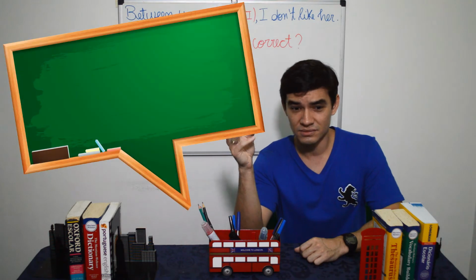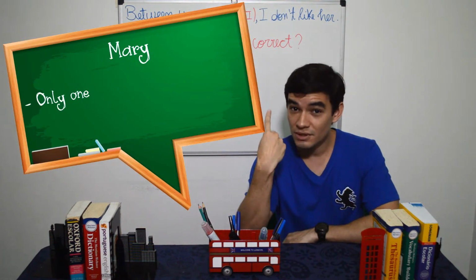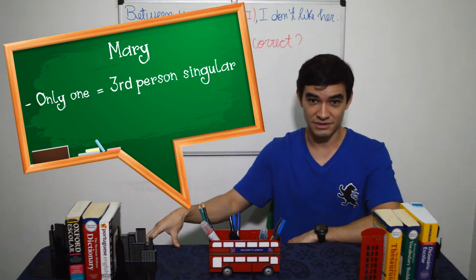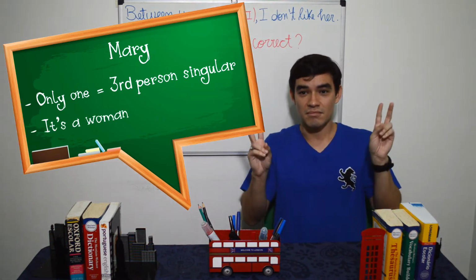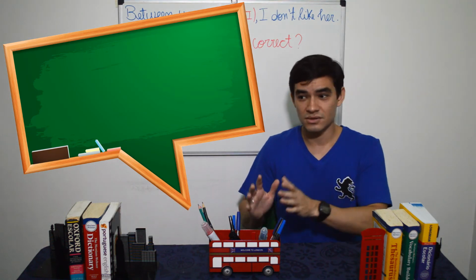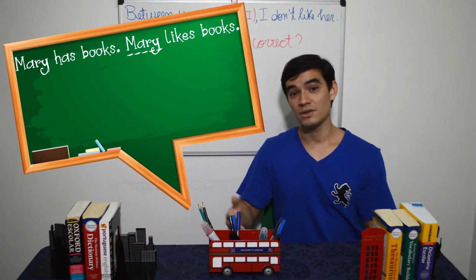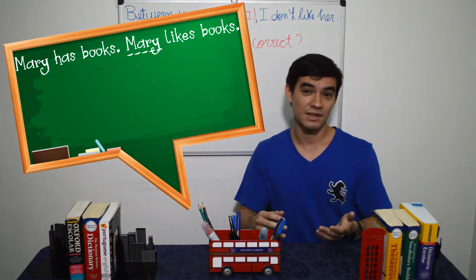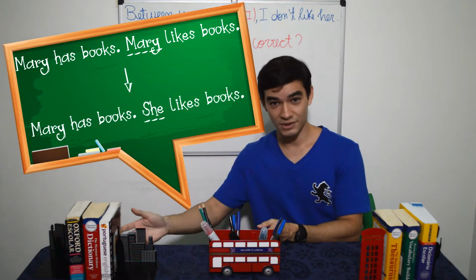In the example we gave, we have the first person talking to the second person about a third person, which is Mary. Since Mary is only one, it is considered third person singular. Besides, since it's a woman, we can say that Mary is she, right? Anyways, so if we have to replace the subject Mary, we can use the subject pronoun she. Therefore, we can say Mary has books. She likes books.